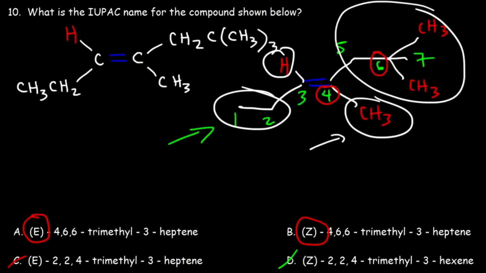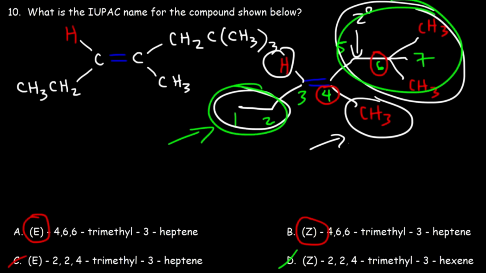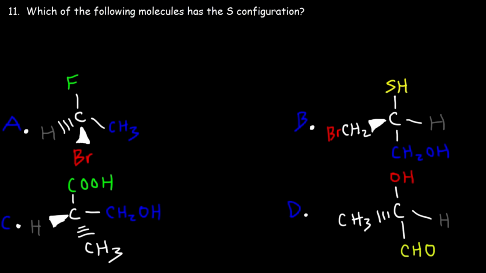If you analyze this, this is a methyl carbon compared to a secondary carbon. A secondary carbon has more priority than the methyl carbon. So the highest priority groups are on opposite sides. When they're on opposite sides, you have the E isomer. If they're on the same side, you have the Z isomer. So answer choice A is the right answer.